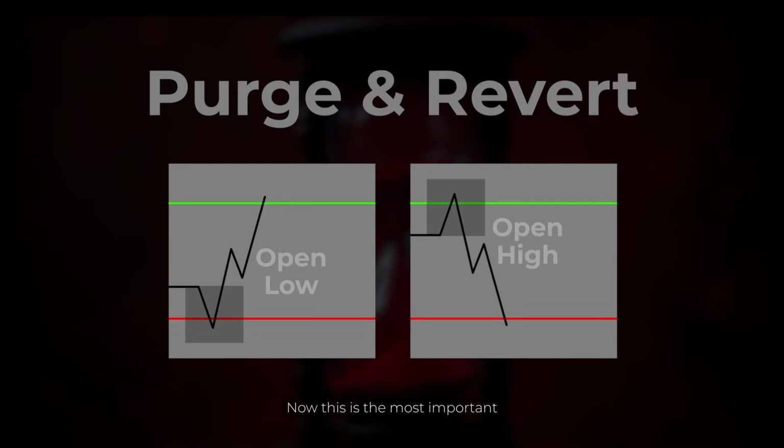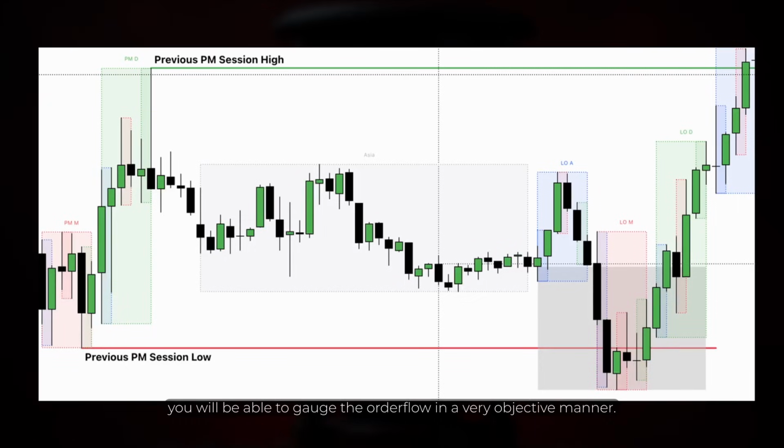Now, this is the most important framework to understand when it comes to time cycles, because time cycles represent fixed windows of time in which highs and lows will form. When you start paying attention to these highs and lows and you start extending them to the right on your charts, you will be able to gauge the order flow in a very objective manner. When you pay attention to a chart example, what you can see is that I've annotated the previous PM session low and the previous PM session high right here.